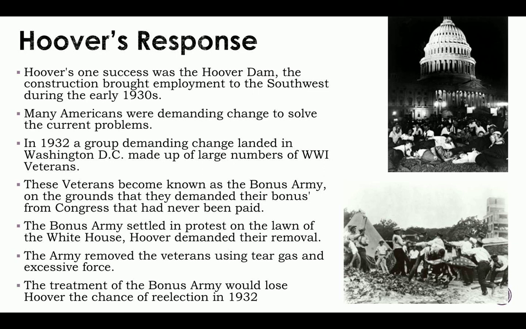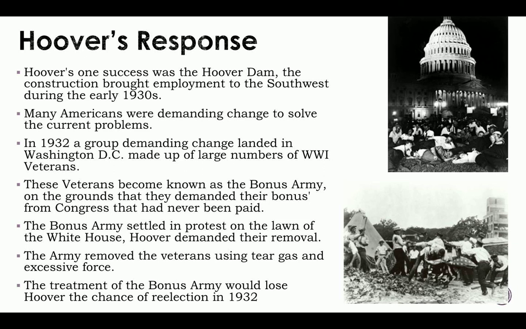Now, you're going to watch a video in just a second. But first, the police in Washington, D.C. attempt to remove the veterans, but that doesn't seem to go very well. So Hoover teams up with the National Guard and tries to remove the veterans, but it goes south really, really quick. And the army is going to remove these veterans using tear gas. They're going to burn down the houses that they had built up, those shacks that they had built up. They are going to beat them. There are going to be some that are killed.